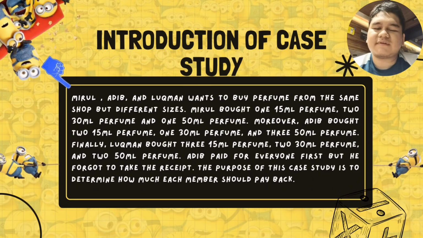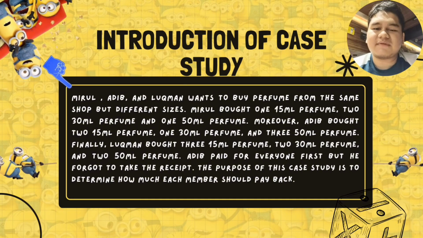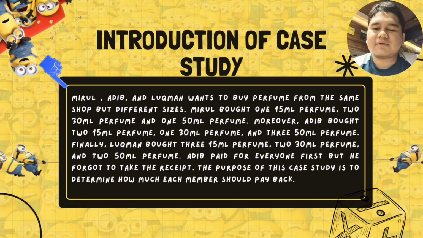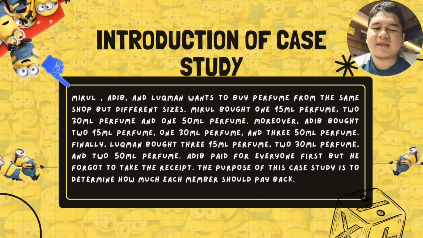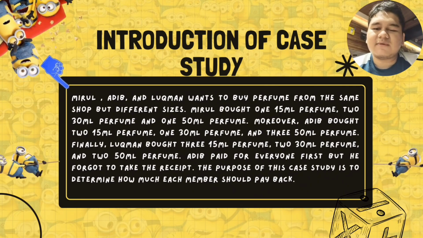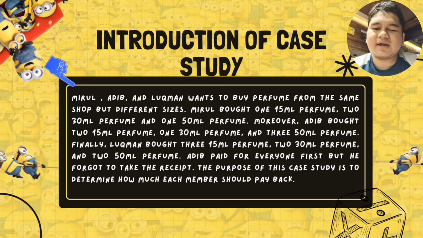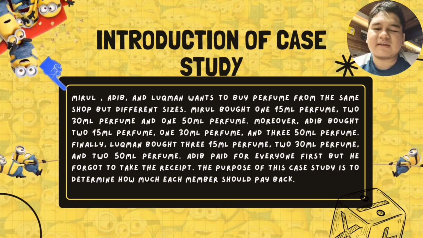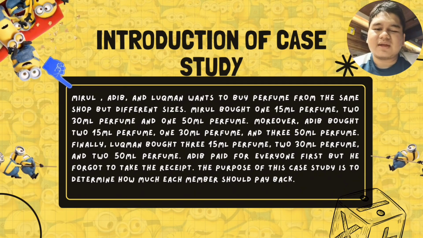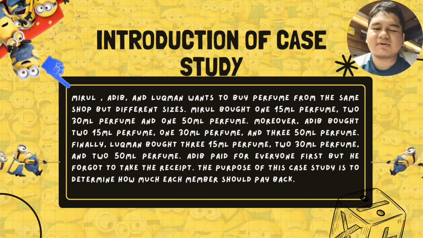Mirul bought one 15 ml perfume, two 30 ml perfume and one 50 ml perfume. Moreover, Adib bought two 15 ml perfume, one 30 ml perfume and three 50 ml perfume. Finally, Luqman bought three 15 ml perfume, two 30 ml perfume and two 50 ml perfume. Adib paid for everyone first, but he forgot to take the receipt. The purpose of this case study is to determine how much each member should pay back.